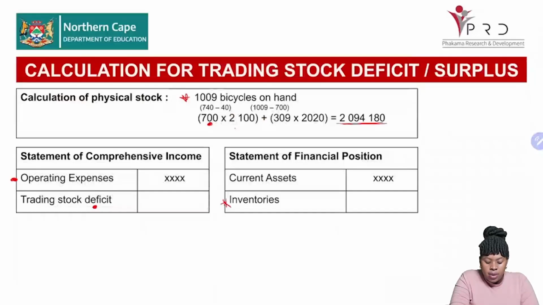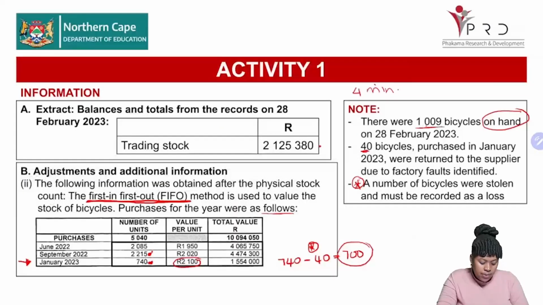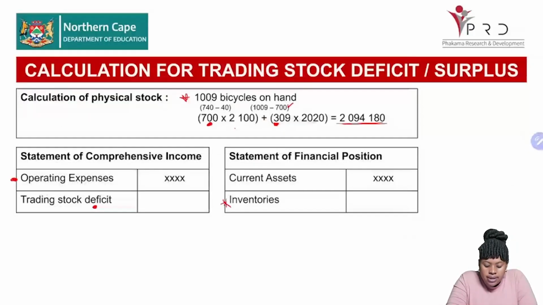Then we said 1,009 less the 700 that we've already accounted for means that we have 309 that is coming from the previous month's purchase, which is September. Yes, September. So then let's quickly do that. We are going to say the price is 2,020, and then that will give us the value for September, for some of the bicycles that are still left. Then you add the two values, and this will give you your trading stock, physical stock amount. You have it. So it's very simple.